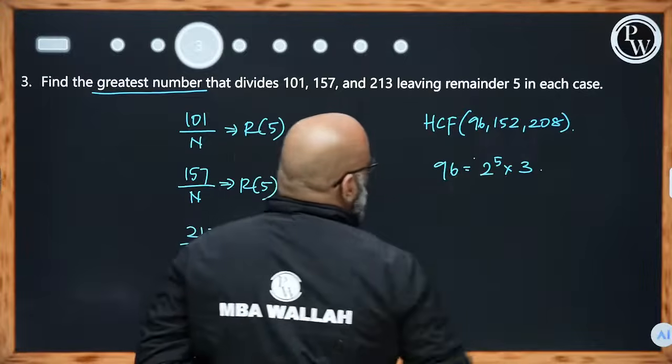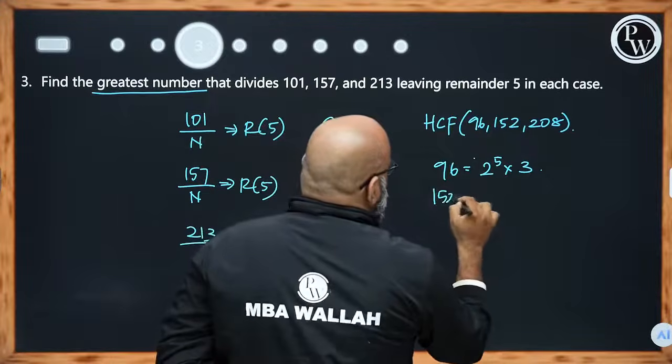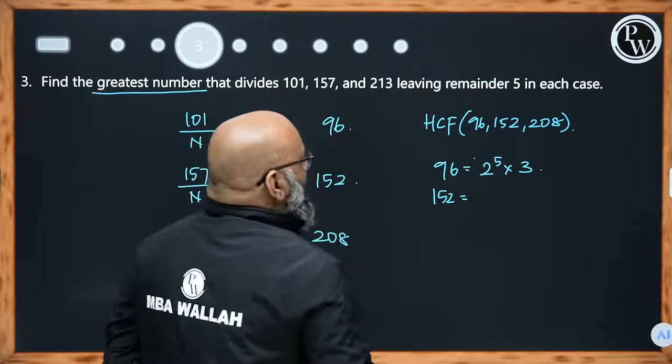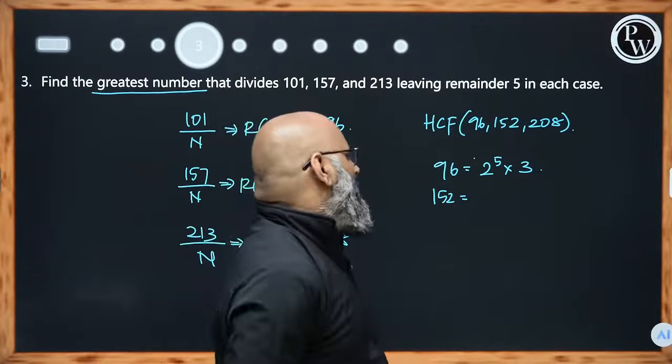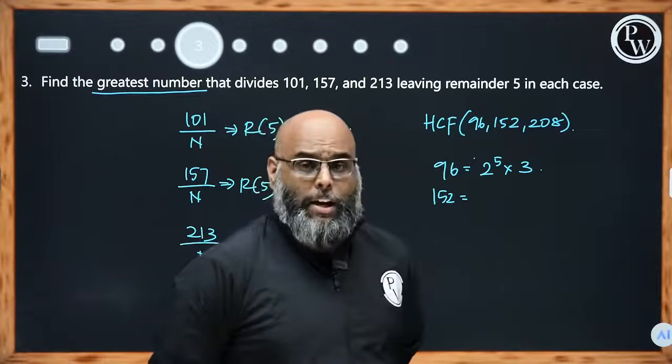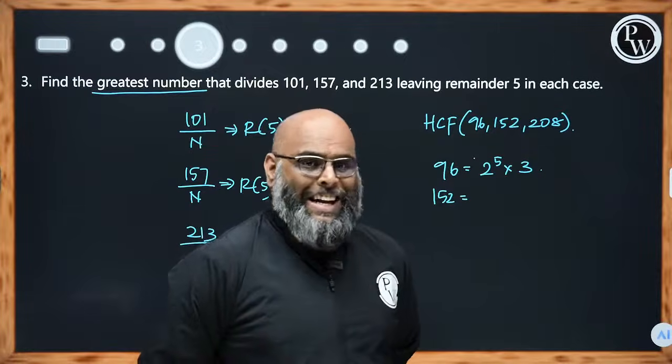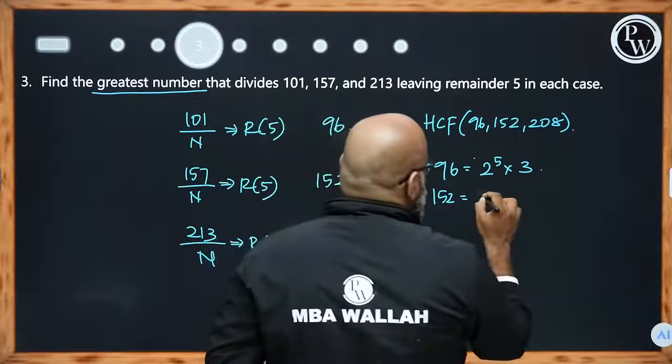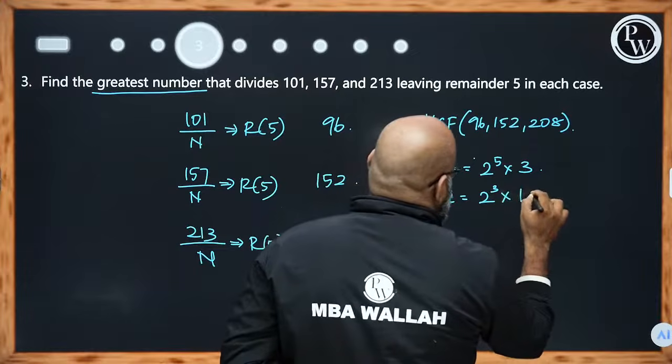Is equal to 2 power 5 into 3. 152 is equal to... 152 goes well in 76 into 2. 76 is 38. Again 38 is 19 into 2. So I'm looking at 2 power 3 into 19 power 1.